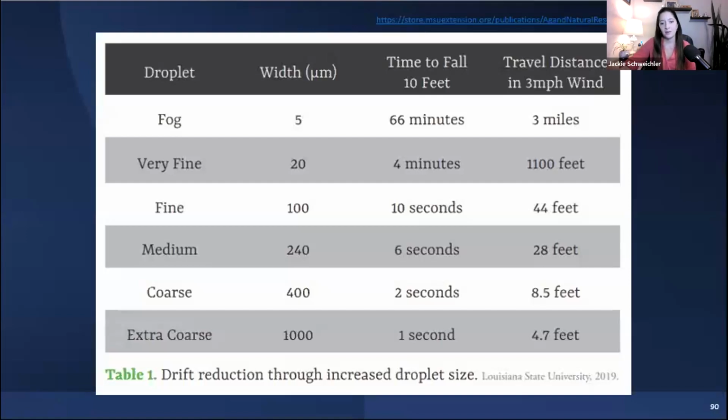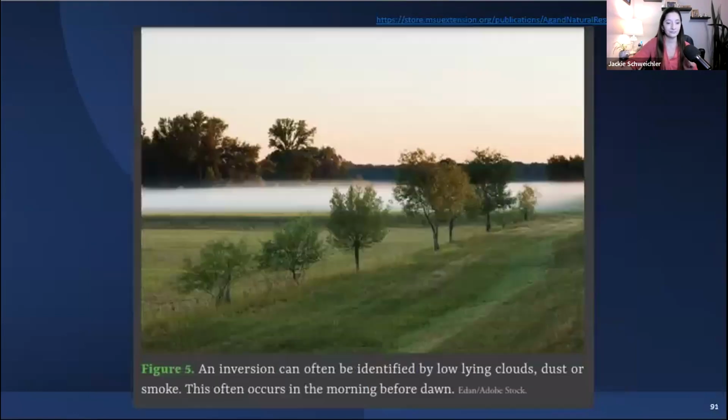I really like this chart because it shows how droplet size can have such an enormous impact on drift. So using a spray nozzle with an extra coarse droplet size causes it to fall 10 feet in 1 second and potentially travel 4.7 feet in distance. Meanwhile, a very fine spray could cause the droplet to take 4 minutes to fall 10 feet and travel thousands of feet from the target site. And then fog is on an entirely different level. Fog droplets can take over an hour to fall and can travel 3 miles. That's crazy. It's very cool. I love seeing stuff like this. It's very fun science, but wow, what a difference.